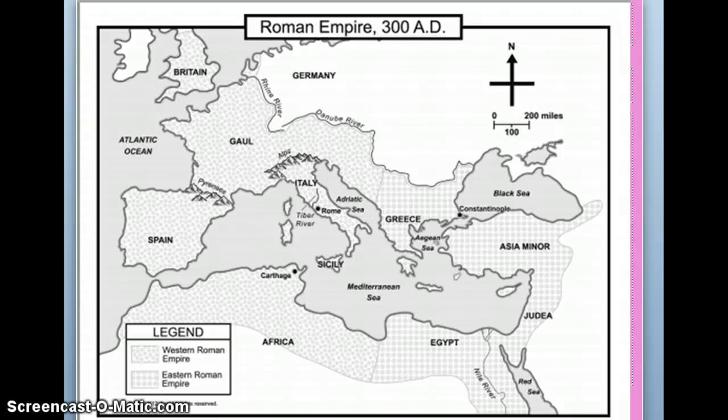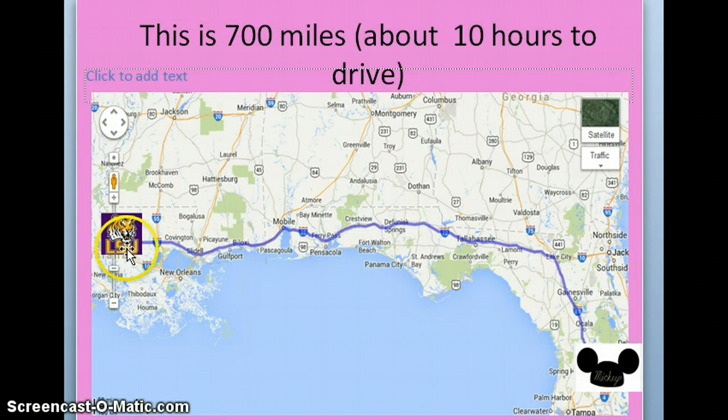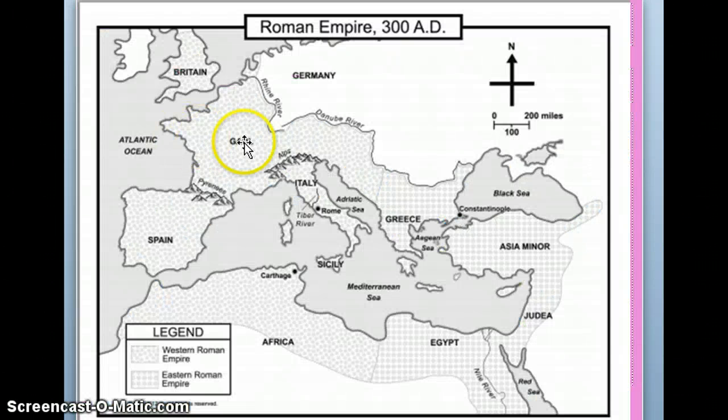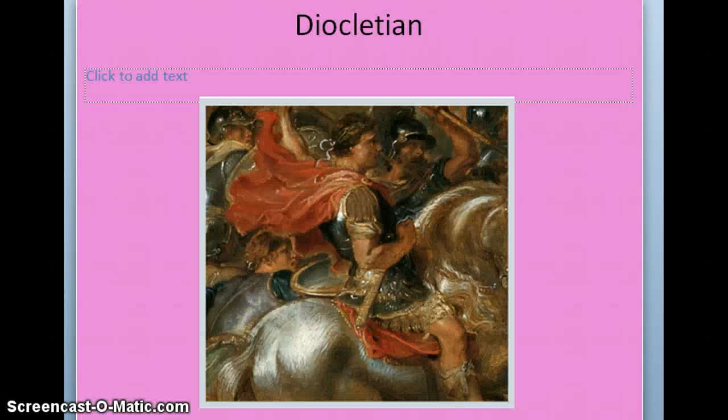Now, to give you an idea of how big it was, 1,000 miles across Gaul. If you get in your car in Baton Rouge, Louisiana, and you drive along Interstate 10, stop to see Miss Gina right here, and then keep going, if you went all the way to Disney World, you would travel only about 700 miles. It's a little over 700 miles. It's about a 10-hour drive. But Gaul alone, just Gaul, was over 1,000 miles wide.